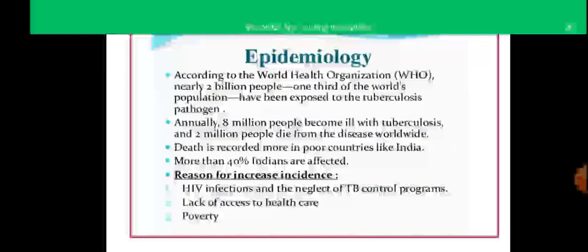Next, we enter the epidemiology. According to the World Health Organization, the WHO, nearly 2 billion people, one third of the world's population, have been exposed to the tuberculosis pathogens. Annually, 8 million people become ill with tuberculosis and 2 million people die from the disease worldwide. Death is recorded more in poor countries like India. More than 40% of Indians are affected by this infection.